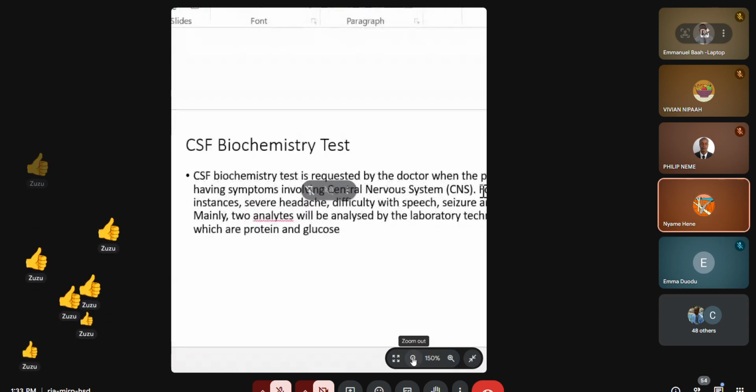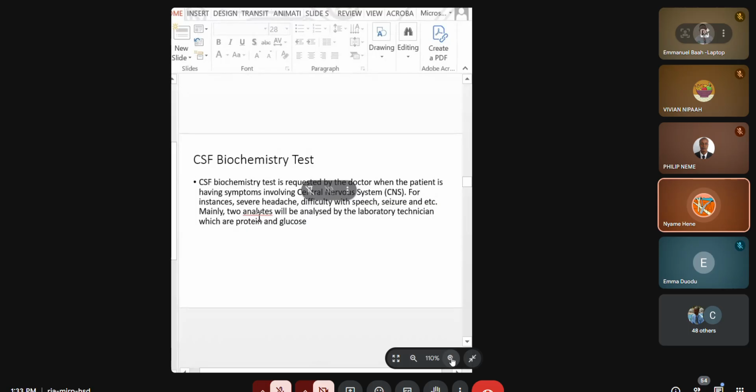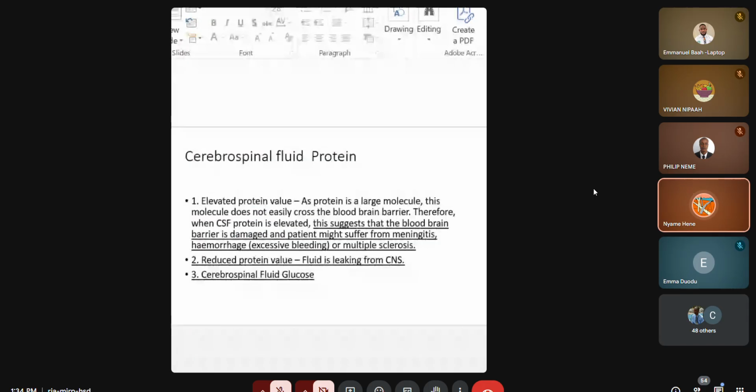All right. So, for instance, severe headache, difficulty with speech, seizure, etc. Mainly two analytes will be analyzed by the laboratory technician, which are protein and glucose. So normally for the CSF reports, we are looking out for two major what? Two major components: the protein and the glucose level. Why? Because when the protein level is high or low, it is suggesting something. When the glucose level is high or low, it's suggesting something. So mostly lab technicians or the medical laboratory scientists, they look out for the glucose level and the protein level.